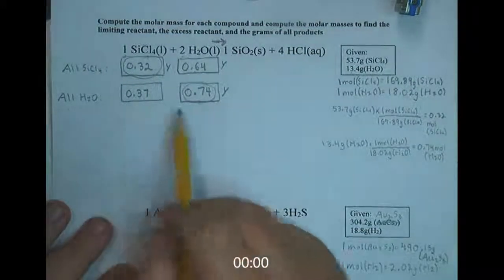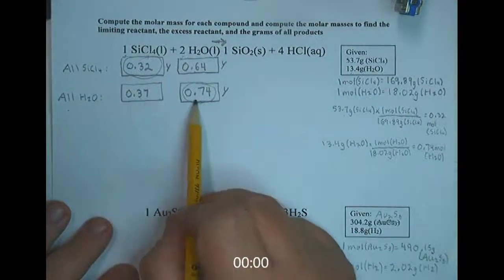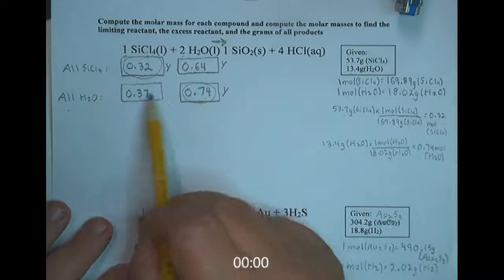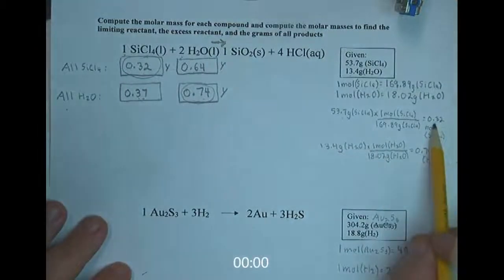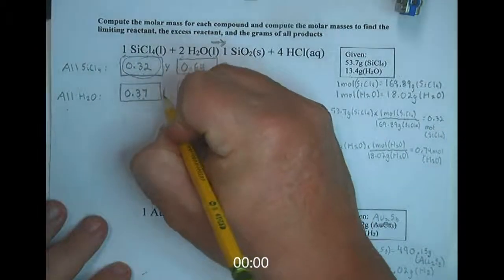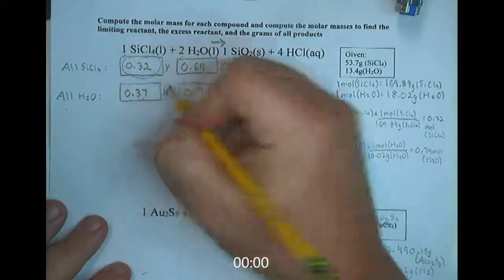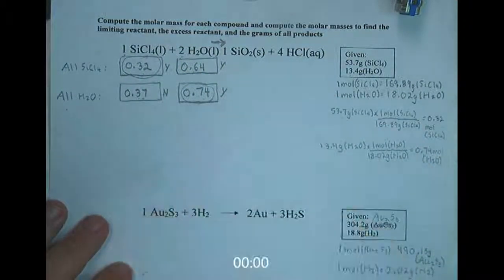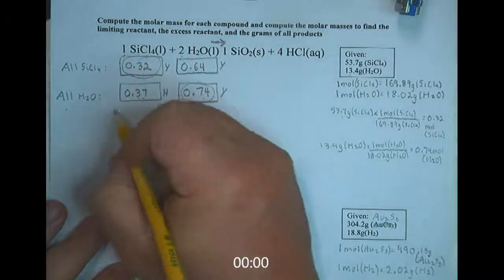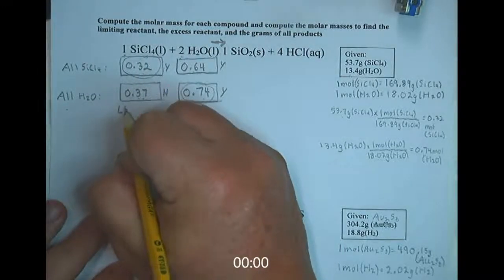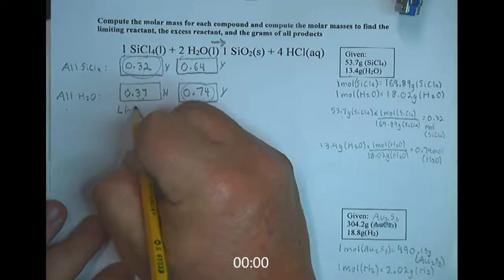Okay. And then for this one to react, you need half as much. In order for this to fully react, you need half as much of the SiCl4. Do we have at least 0.37? And the answer is no, we only have 0.32. So that's a no. So again, learn how to interpret this yes, yes, yes, no. What it means is that whichever column the no is in, that's the limiting reactant. That's the one that's going to run out.